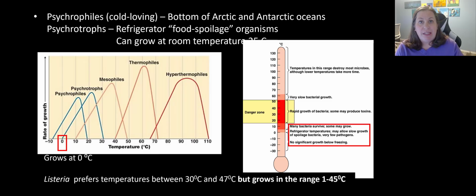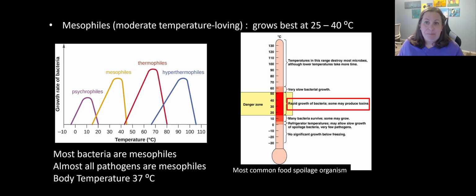So these are the microorganisms that actually can cause food spoilage in our refrigerators, and they can grow at room temperature, but they also like things that are a little bit cooler. One example of this is Listeria. Listeria prefers temperatures between 30 degrees Celsius and 47 degrees Celsius, but they can grow in the range from 1 to 45 degrees Celsius. So they can grow where it's really cold. Listeria is normally linked with processed lunch meat. Okay, so these are the ones who like the cold.